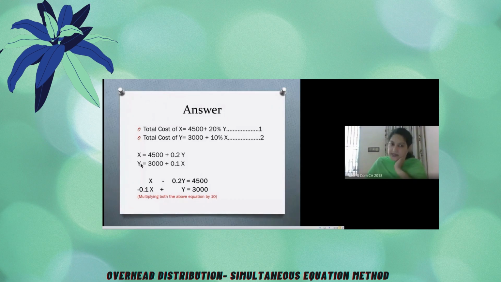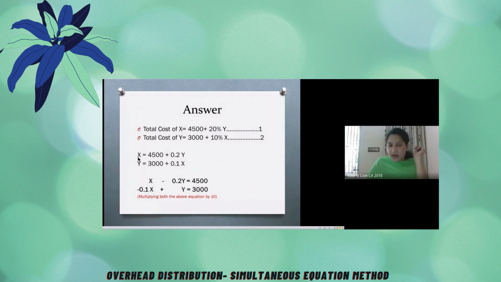Then in this case, since we needed X together for solving that, what we did is, we brought this, it will become negative 0.1X. There is no change in Y. So plus Y is equal to 3,000. I repeat again, nothing we have done, we have just formed the mathematical way of solving it.